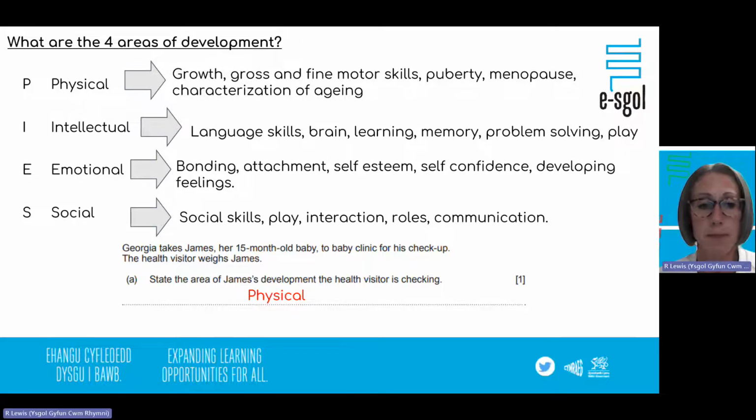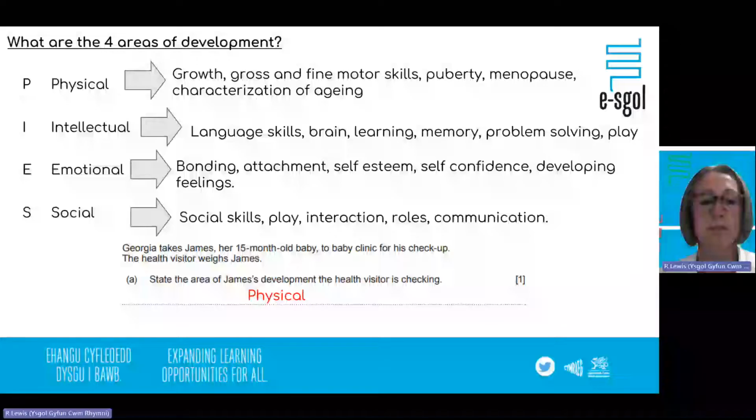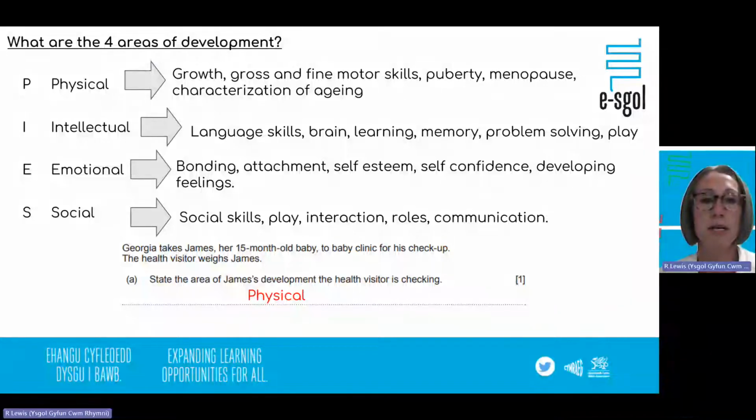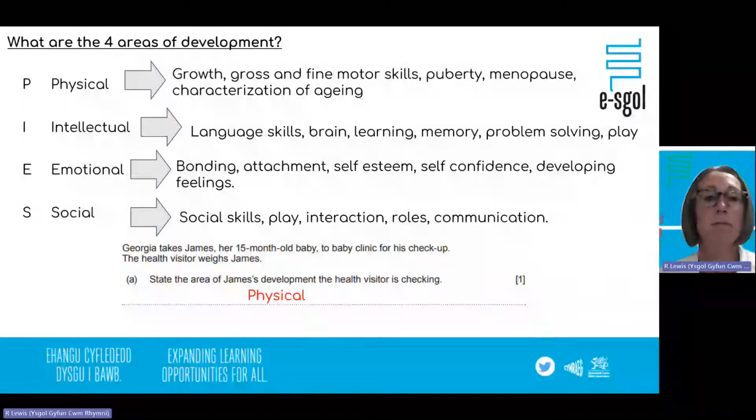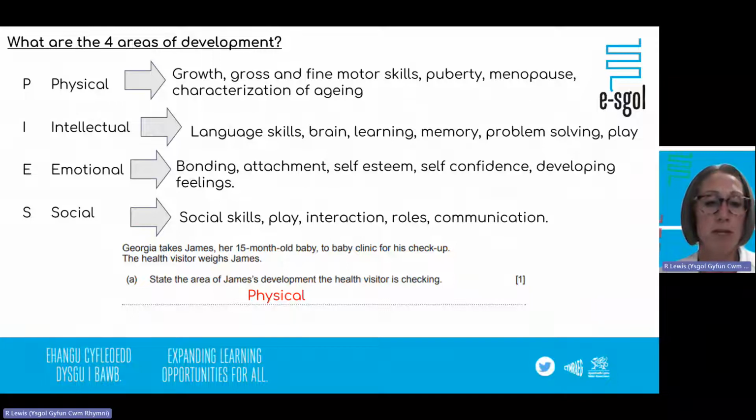other people are feeling. S then is our social development, okay, and this is to do with how well we mix, socialise, talk with peers, make friends, how comfortable we are in new environments, we communicate and interact, and the roles that are around us from day-to-day lives.